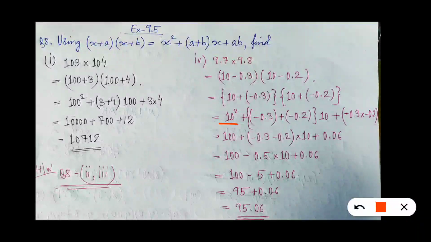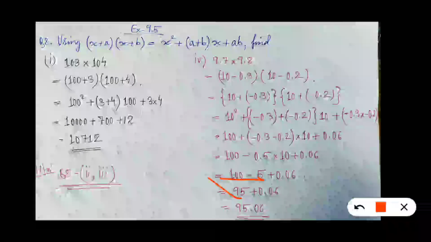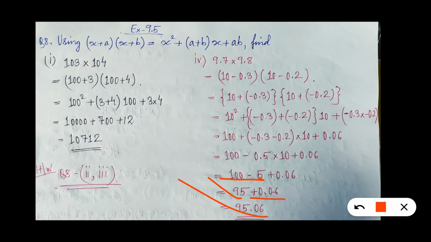Let's simplify it. 10 square, 10 tens, is 100. This is minus 0.3 plus minus 0.2, into 10, plus minus into minus, which will give you plus again, 0.3 times 0.2, which is 0.06. Now the 100, then a plus b is minus 0.3 plus minus 0.2, which is minus 0.5. Minus 0.5 into 10 will give you minus 5, and at the last it is 0.06. Now 100 minus 5 is 95, plus 0.06 will give you 95.06.